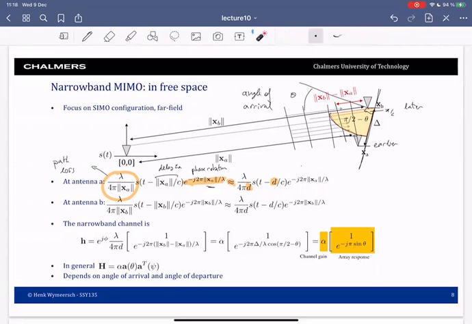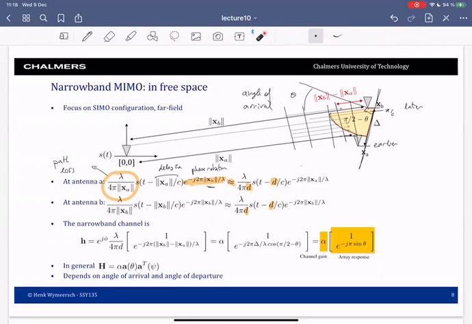The same goes for the second receive antenna. So we again have the path loss, the delay, and the phase rotation. We replace, as an approximation, the distance here and here by the distance to the center of the array, but we keep the phase rotation here.